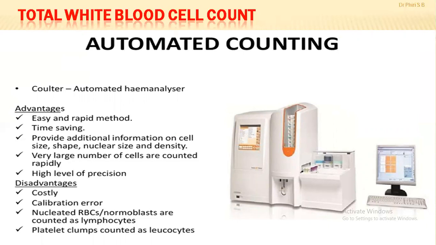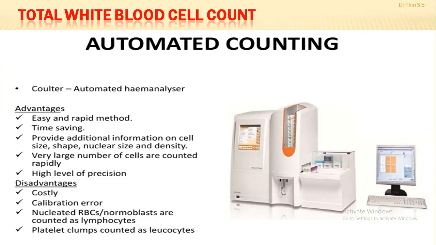So you have the automated heme analyzer machine. The advantages of this machine: it's a very easy and rapid method. If you have an emergency, it's very easy for you to come up with these results. You don't waste much time counting manually. It's time saving, of course, and provides additional information on the cell size, the shape, the nuclear size, density. Then a very large number of cells are counted rapidly, so you're saving time to some extent. Then there is a high level of precision. When it comes to precision, it's very precise and accurate.